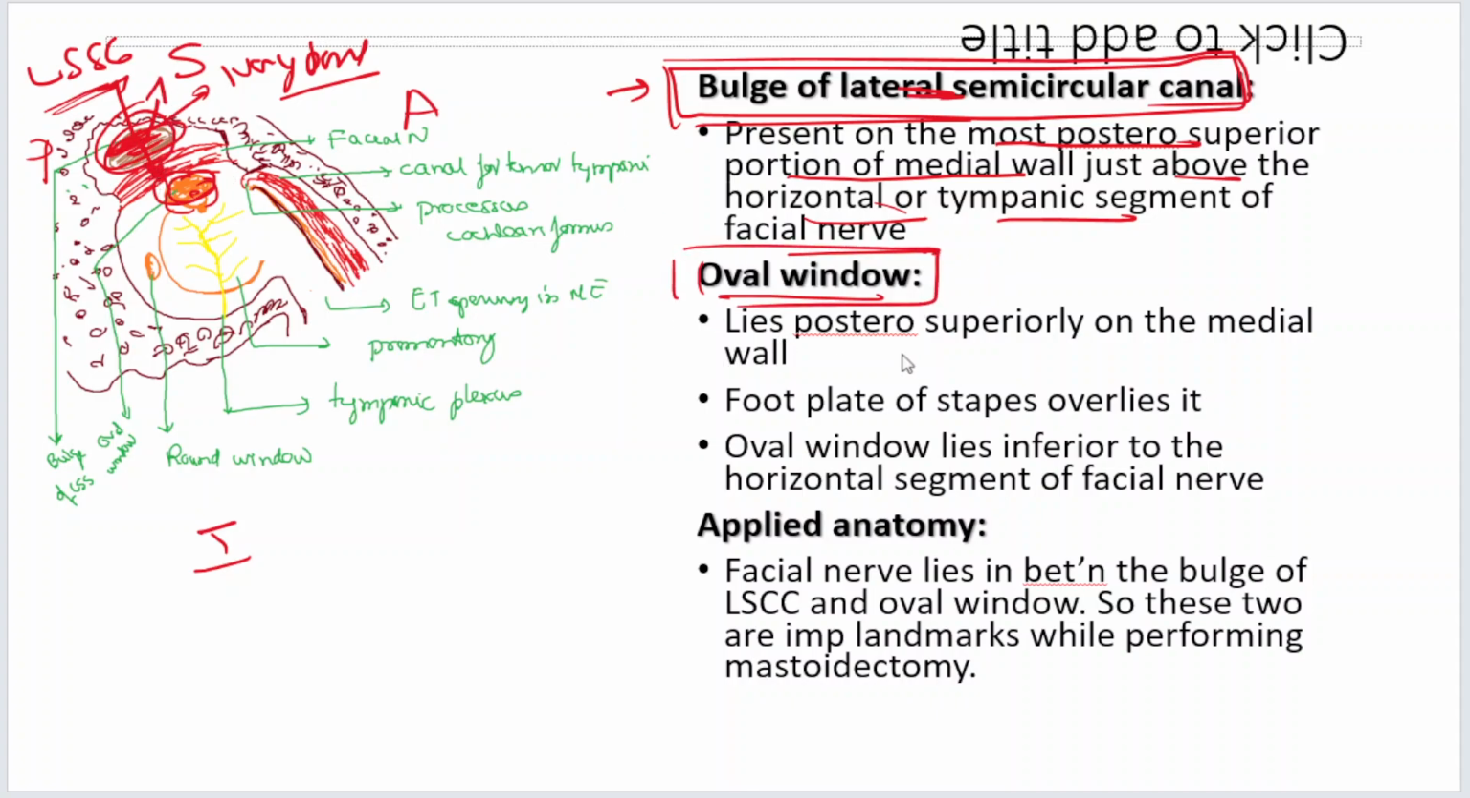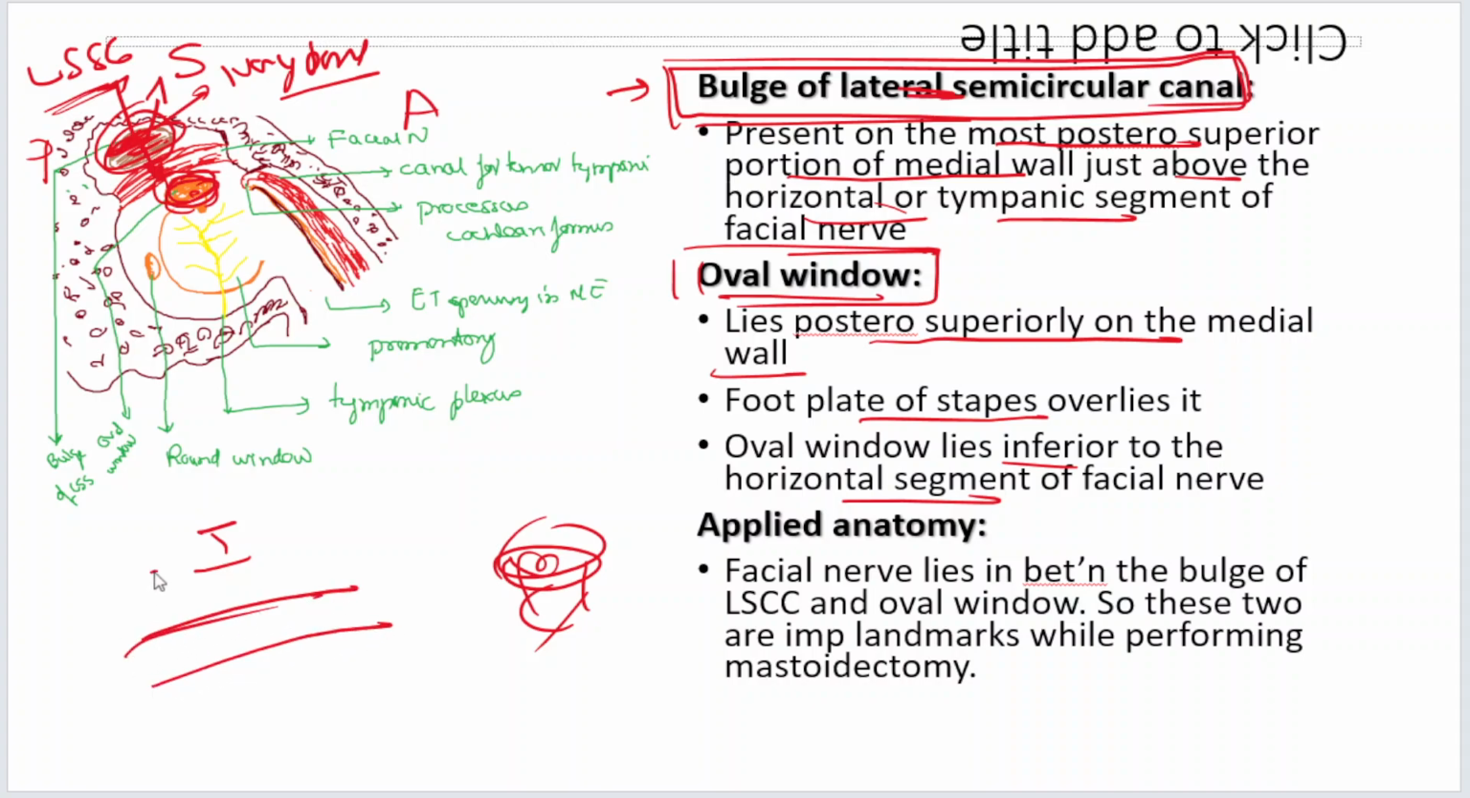Oval window. The oval window lies posterior superiorly on the medial wall. The foot plate of the stapes overlies it. As I said, the oval window is covered by the foot plate of the stapes. The oval window lies inferior to the horizontal segment of the facial nerve. So this is the horizontal segment of the facial nerve.